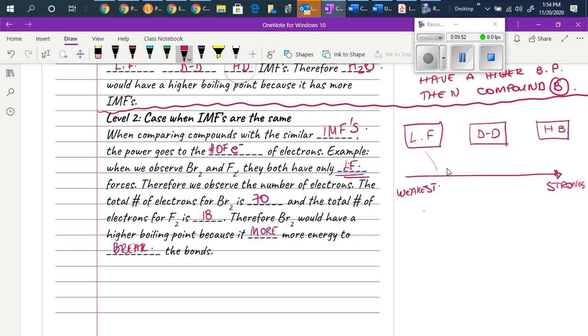So if we have the same type of forces, let's say, in this case, London forces, or dipole, or hydrogen bond, then the power goes to the number of electrons. You have to see the higher the number of electrons, the higher number of electrons will result in a higher boiling point of that compound.